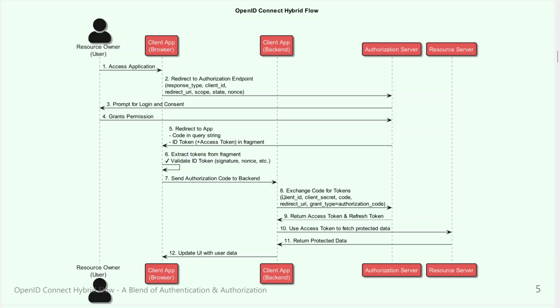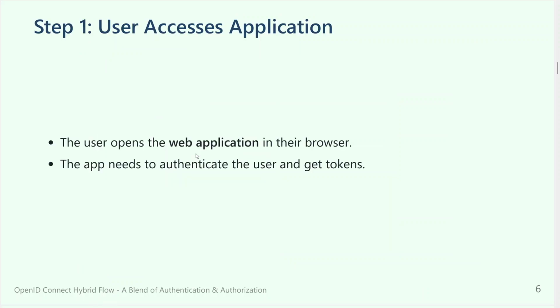the access token. But this code can be done in the background while you are doing other stuff on your web application, like asynchronously getting information, things like that. It's quite common, asynchronous calls today in single page applications. So let's see step by step. So step one, the user opens the web application in their browser. The app needs to authenticate the user and get tokens.